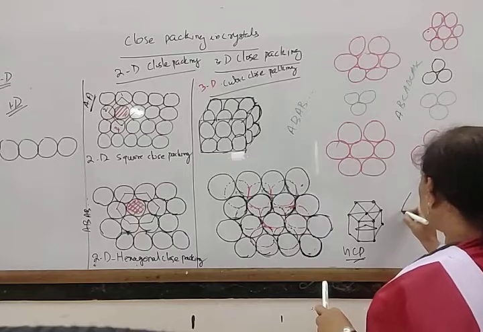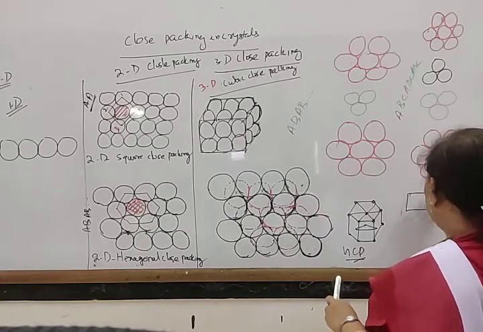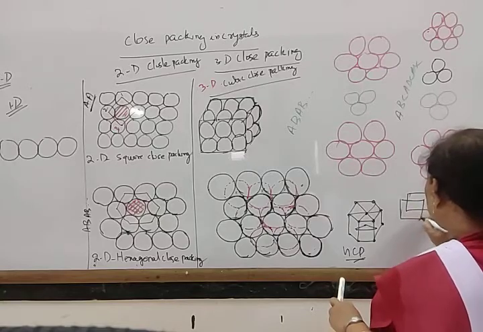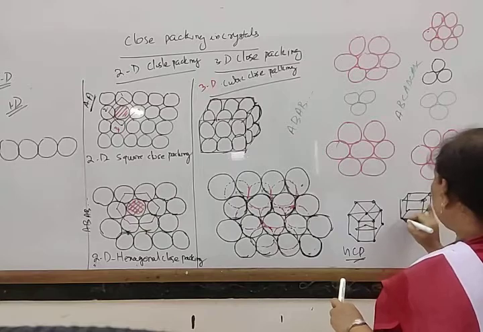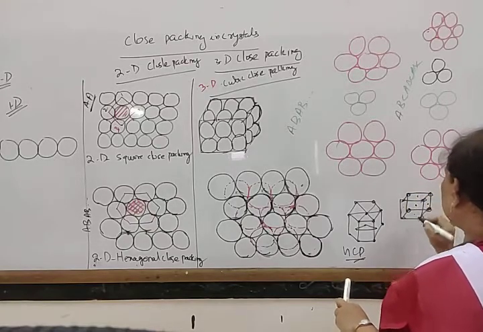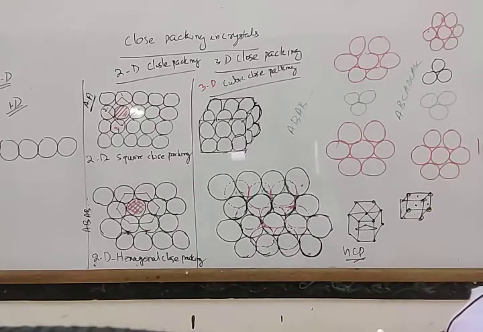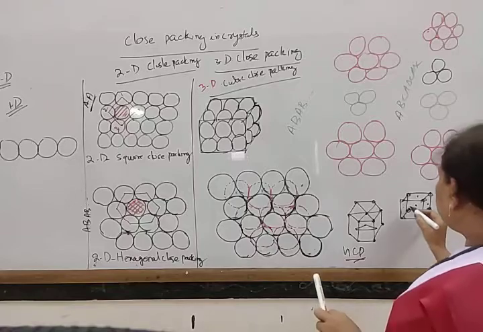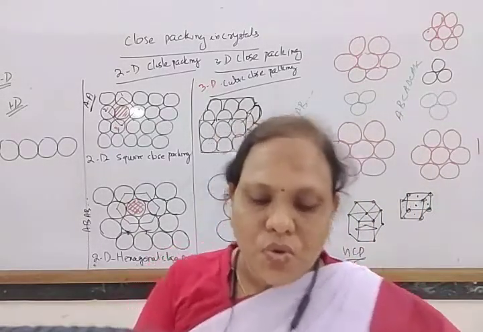So this structure actually gives a face-centered cubic structure, and both of these are very closely packed. If we consider this, then that will give a face-centered cubic structure. Okay, so in this way it can give a face-centered cubic structure. So different types of arrangements are there. These are called close packing.